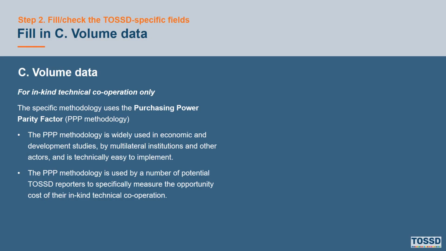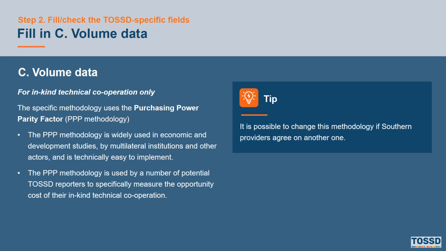The specific methodology uses the purchasing power parity factor. The PPP methodology is widely used in economic and development studies by multilateral institutions and other actors and is technically easy to implement. The PPP methodology is used by a number of potential TOSSD reporters to specifically measure the opportunity cost of their in-kind technical cooperation. Please note that it is possible to change this methodology if southern providers agree on another one.